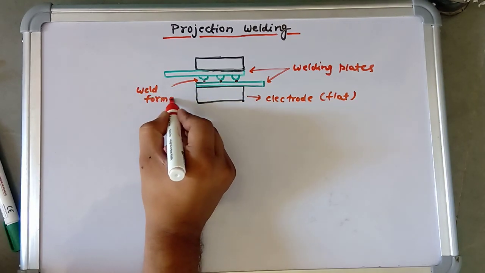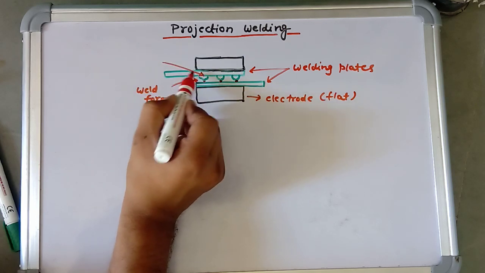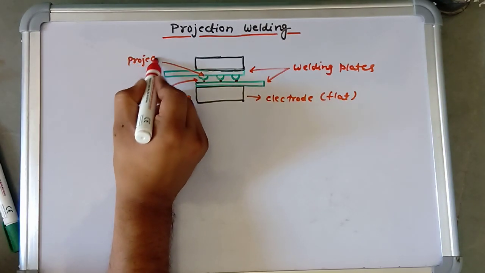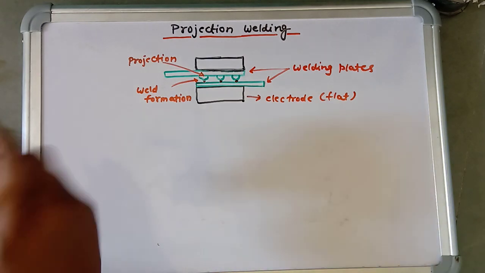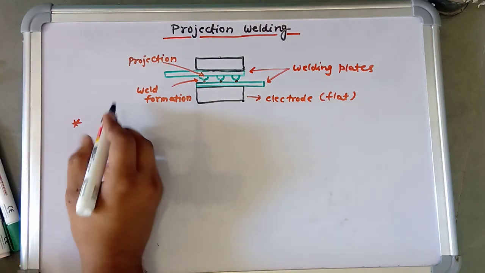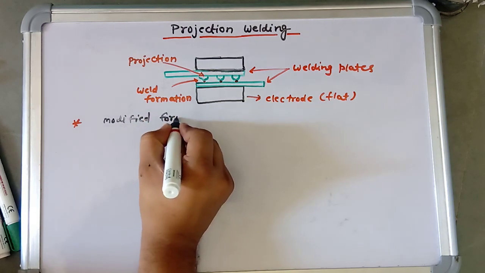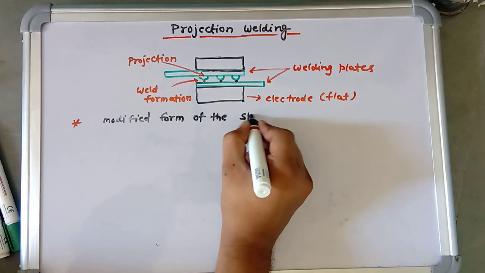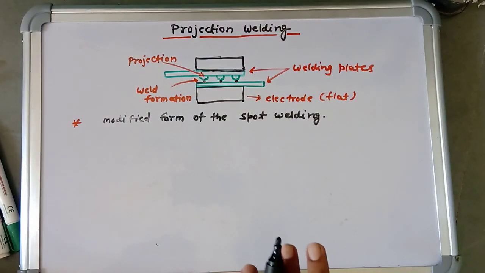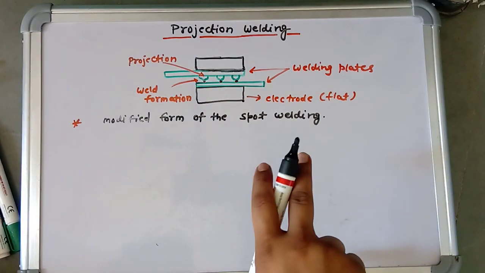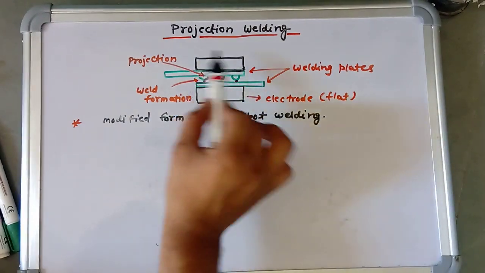And this is our projection. Basically it is a modified form of spot welding. In this process, one of the pieces to be welded has a projection produced by pressure. The electrodes used in projection welding are flat. Here we use flat electrodes.